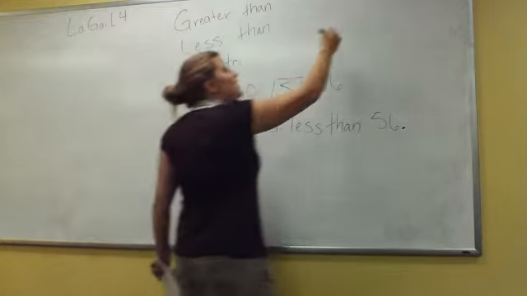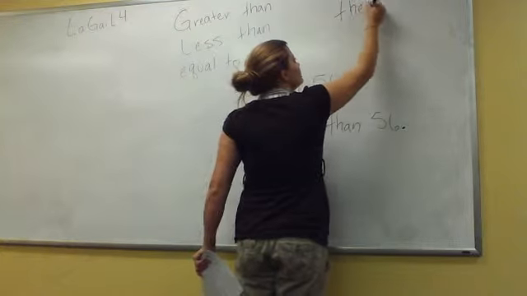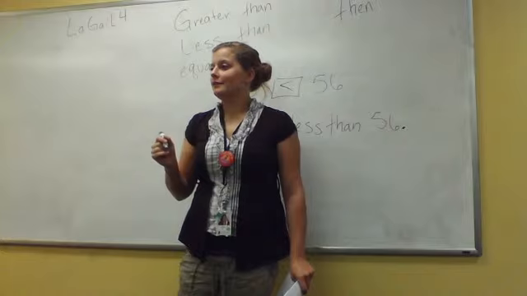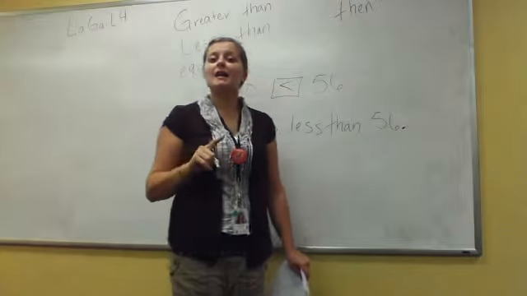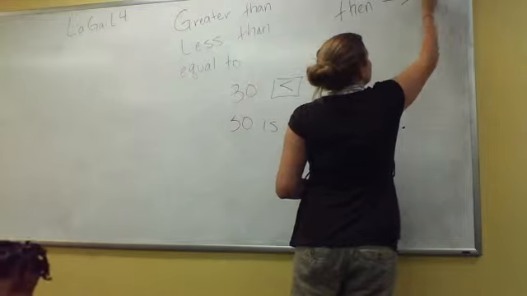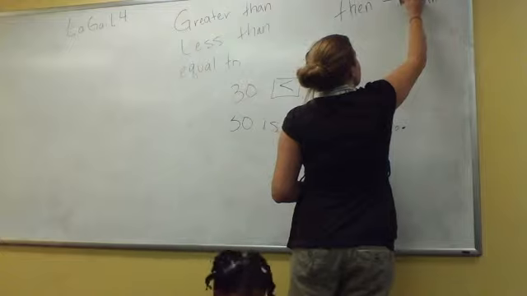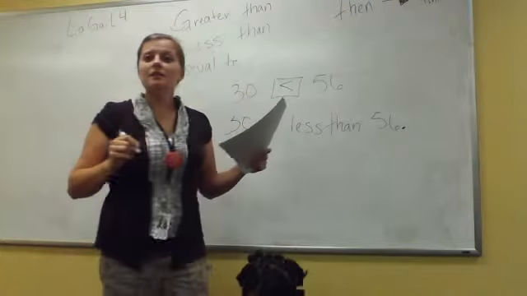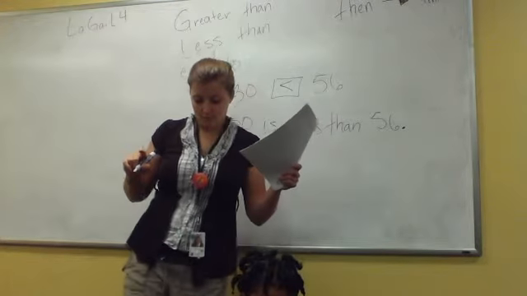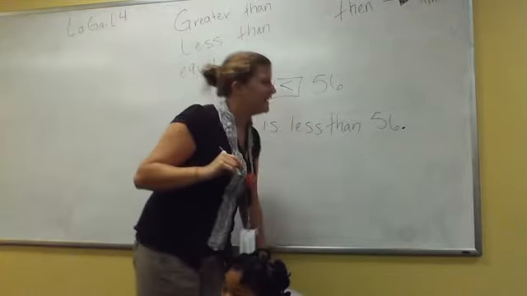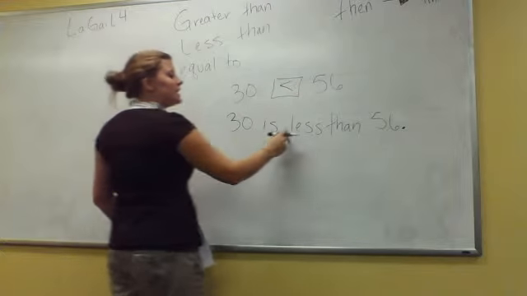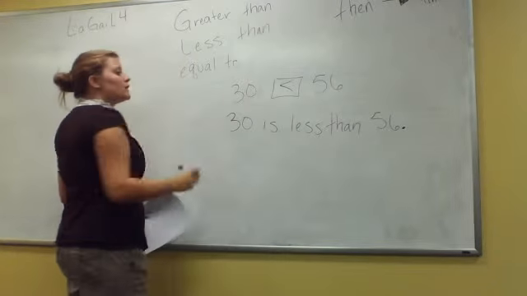What's the difference between than and then? Anybody know? Then is for time. Than is like two objects, comparing something. Alright, so 30, I'm sure we all see it, is less than 56. That's how you read that.